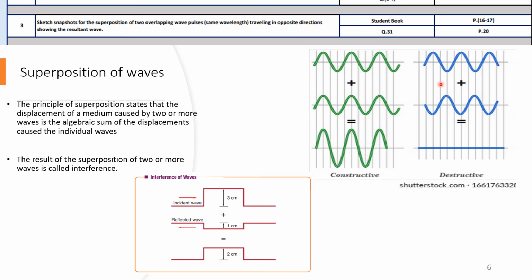However, here in the blue, both waves are opposite. When the first one is at the maximum, the second is at the minimum. So they will cancel each other, and the resultant here is 0. And that's what we call destructive interference.